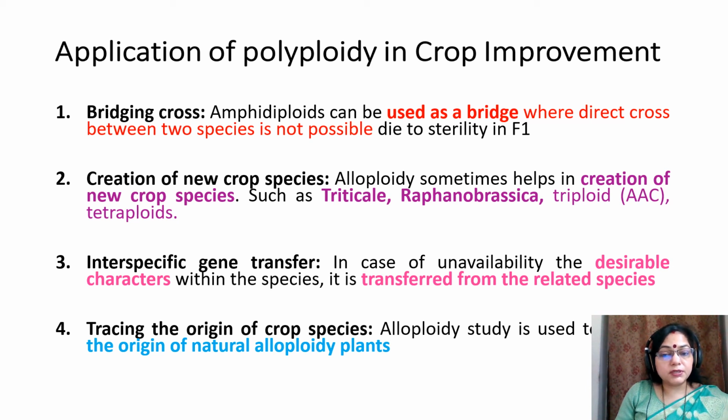Creation of new species. Alloploidy sometimes helps in creation of new crop species such as Triticale, Raphanobrassica, etc. Interspecific gene transfer. In case of unavailability of the desirable character within the species, it is transferred from a related species. Tracing the origin of crop species. Alloploidy study is used to identify the origin of natural alloploid plants.